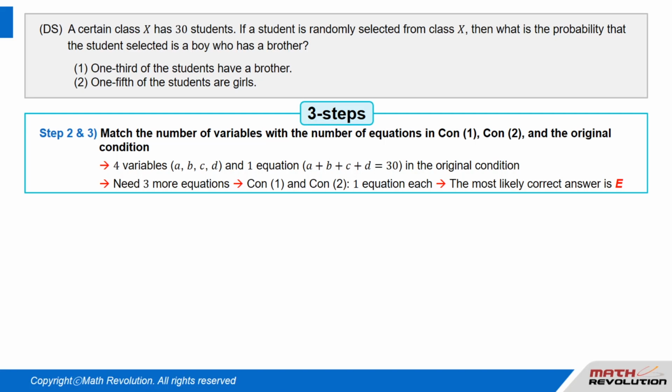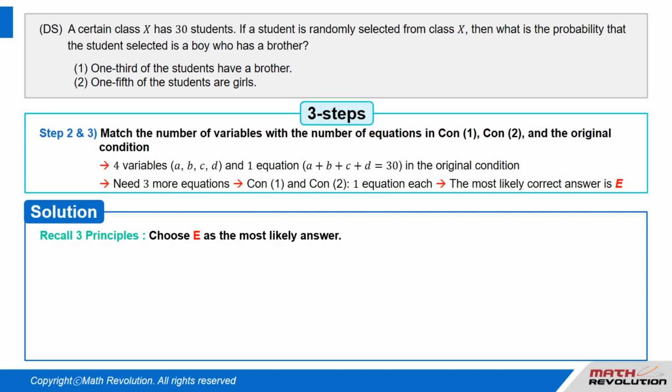Follow the second and the third steps. From the original condition, we have 4 variables, A, B, C, and D, and 1 equation, A plus B plus C plus D equals 30. To match the number of variables with the number of equations, we need 3 more equations. Since conditions 1 and 2 will provide 1 equation each, E would most likely be the answer. Surprising, right? This is the key to a new world where we solve the DS questions using the variable approach. Recall 3 principles and choose E as the most likely answer.